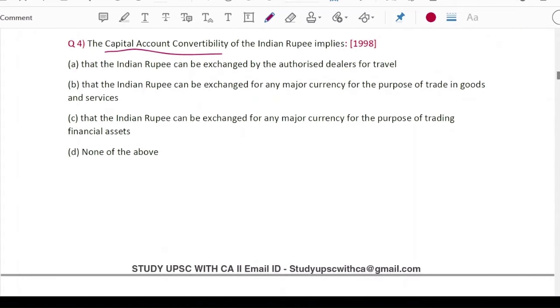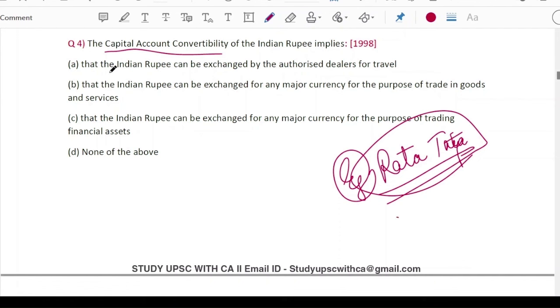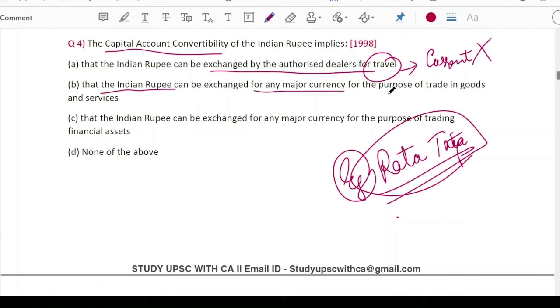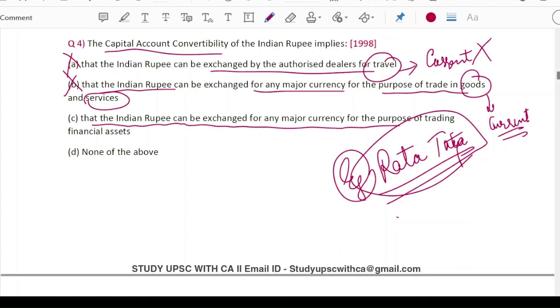Next question. Capital account convertibility of the Indian rupee, what does it imply? It means that for capital account transactions, the domestic currency becomes easily convertible into foreign currency, like the example we saw of Ratan Tata ji buying the Jaguar company. That the Indian rupee can be exchanged by authorized dealers for travel? No, this is a current account transaction. That the Indian rupee can be exchanged for any major currency for the purpose of trading goods and services. What is it? Invisible and visible goods trade. What is it? Current account transaction. So, let's read the third statement. That the Indian rupee can be exchanged for any major currency for the purpose of trading of financial assets. There, yes, this is a capital account transaction. So, the answer is C.